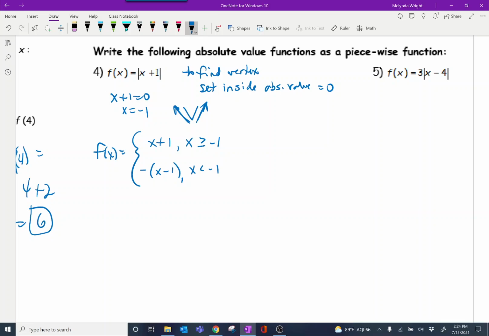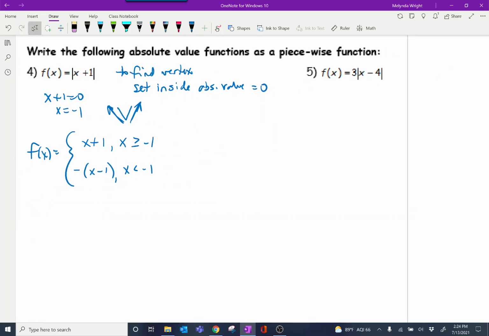Okay, so the second one, let's look at it. So let's find where its vertex is. The vertex, again, is the bottom part of the V. So we've got x minus 4 is 0, so x equals 4. So our vertex is at 4. So f of x is going to be, let's write our piecewise. We would have the positive part 3 times x minus 4 when x is greater than or equal to 4. Or we'd have the opposite of that, x minus 4, when x is less than 4.